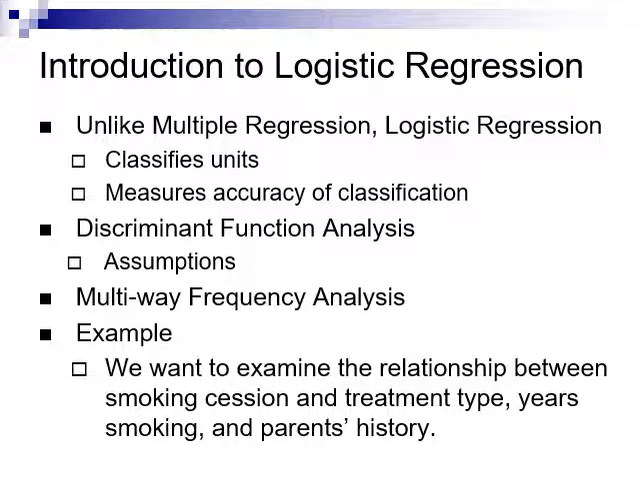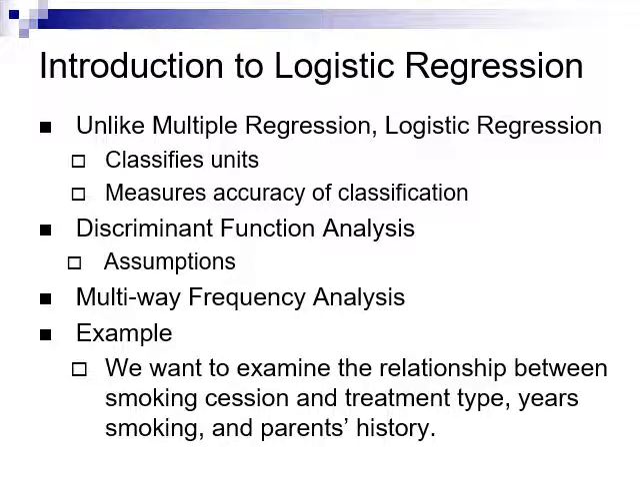So our example for our introduction to logistic regression is going to be, we want to examine the relationship between smoking cessation. So our categorical DV, our outcome, is whether or not someone stopped smoking. That's a yes or no. They either have stopped smoking or they haven't.